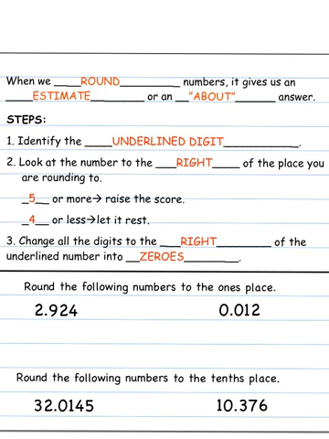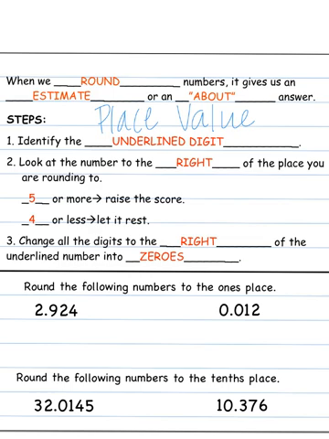We are also looking at rounding today. When we round numbers, it gives us an estimate or an "about" answer. So we take a number and we would say it is about, and then we give the next number. So here are some steps for rounding numbers. Number one, we identify the underlined digit. If it's not underlined, we're also going to say this as the place value. So identify the place value that we want to round to.